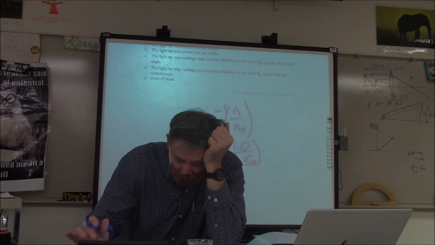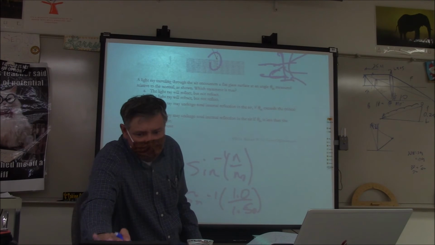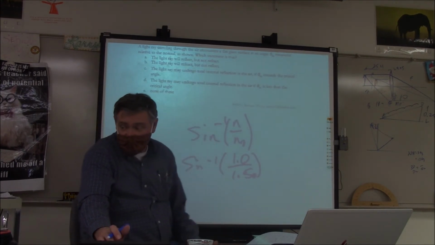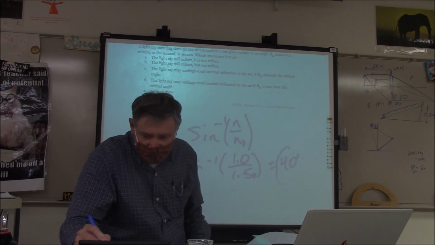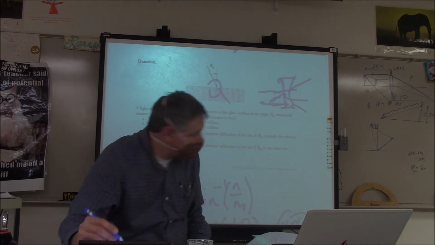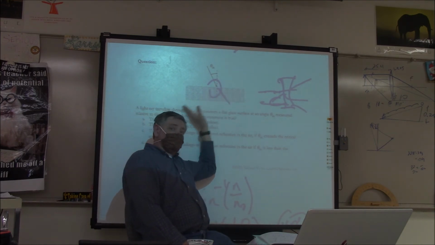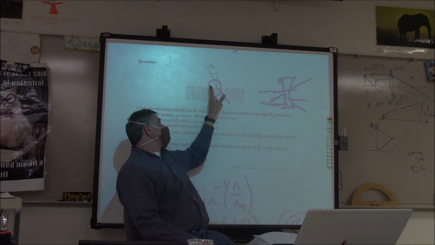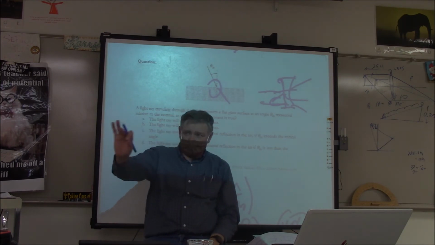Okay? So if that bottom one has an index of refraction of 1.5, and that top has an index of refraction of 1, and you take the inverse sine of this, you should get like 40 degrees. So what that means is if you shine that at a 40-degree angle, then all of that light is going to get reflected within, if you're going in this direction. If you're going in that direction, it's never going to happen. Okay? Got that? We're good?